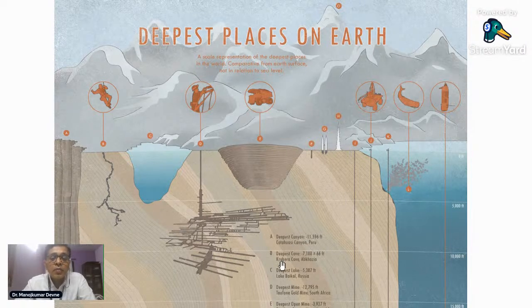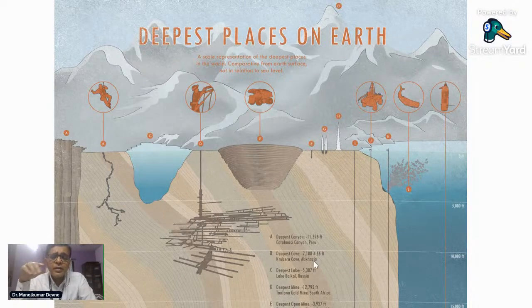Next to that, number B is the deepest cave. Of course, this is a natural cave. And how deep is this particular cave? If I bring it here, this should be somewhere around 7,000. Yes, it is 7,188 feet. It says plus or minus 66 feet here and there.